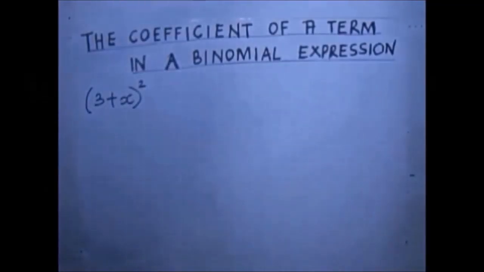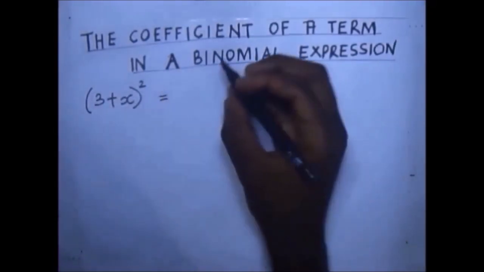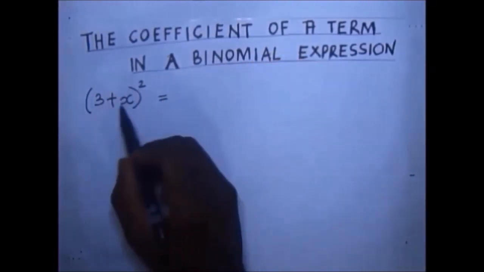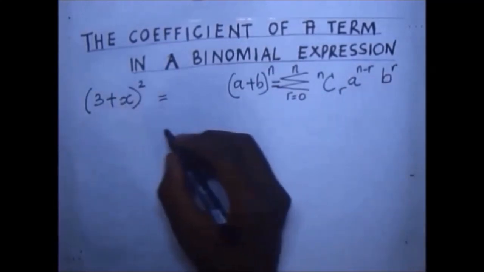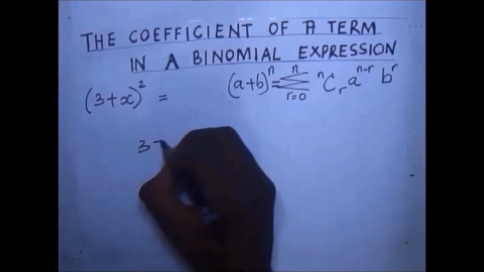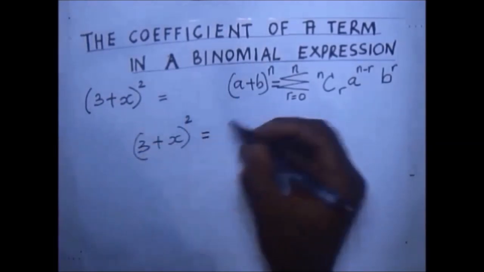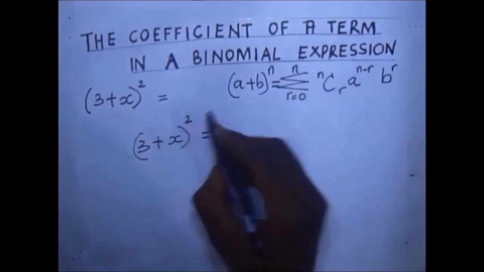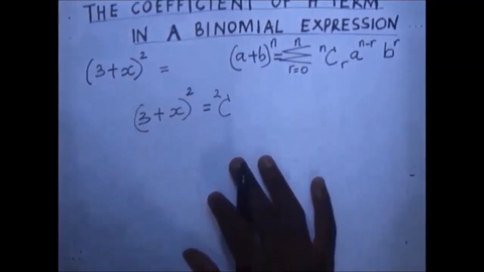That is a binomial expression, and if we are to expand that binomial expression, we are going to use the binomial theorem to expand this. Now if we are to use this binomial theorem to expand this, it will simply be (3 + x) to the power 2 is going to be equal to, what's the value of n here? It is 2, so it's going to be 2 combination r. What is r?